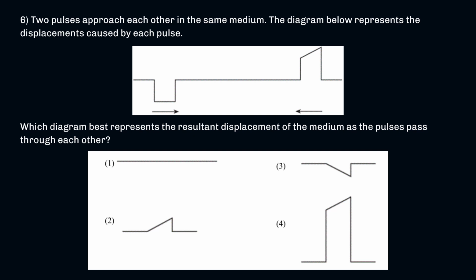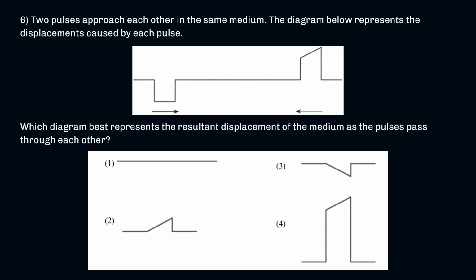So example number 6. Two pulses approach each other in the same medium. The diagram below represents displacement caused by each pulse. Which diagram best represents the resultant displacement of the medium as the pulses pass through each other? So this is going back to the very beginning of our waves unit. You have two pulses moving towards each other in the same medium. In this situation, you have one on top and one on the bottom. So very much like going back to either vectors or forces. If you had a force going upwards, it was counted as positive. If you had a force going downwards, it would be negative.